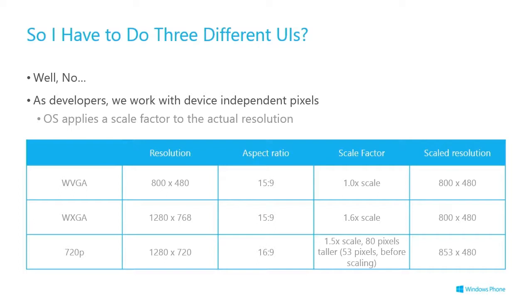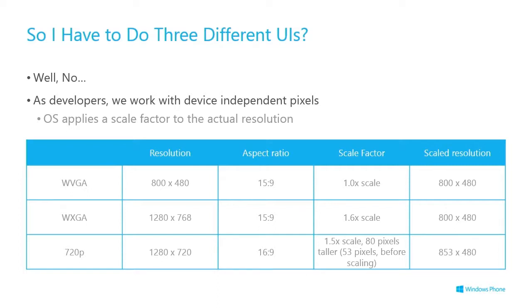So when your app is running on a WVGA device at 800 by 480, the aspect ratio is 15:9. The scale factor there is just 1. So you design your application for 800 by 480, which is what we've always done. Now, what happens when you're running on a WXGA device, which is 1280 by 768? Same aspect ratio, but there the GPU scales everything up when it displays by 1.6. So it means that you design for, what do you know, 800 by 480 again. No change.